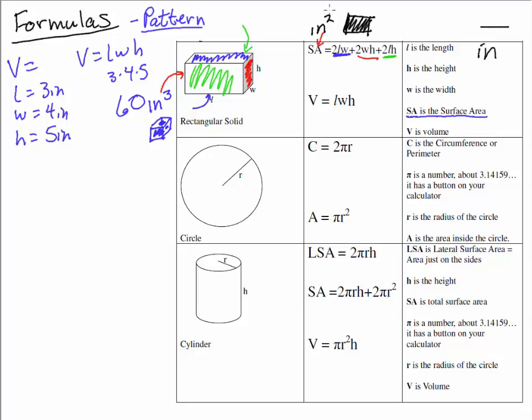So areas are two-dimensional properties because they have length and width, or width and height, and with volume you're now measuring a three-dimensional object. All right, so look at this.